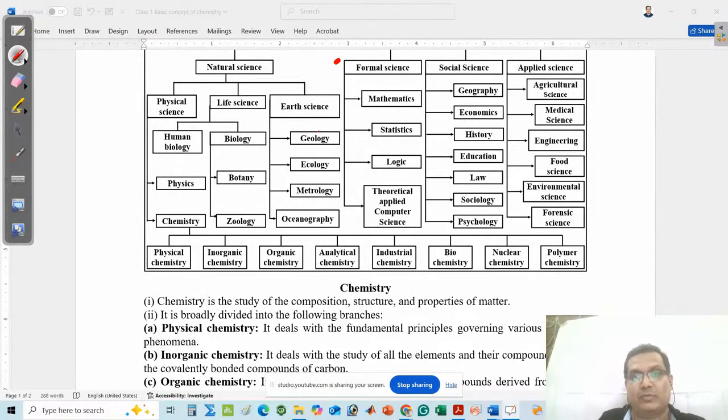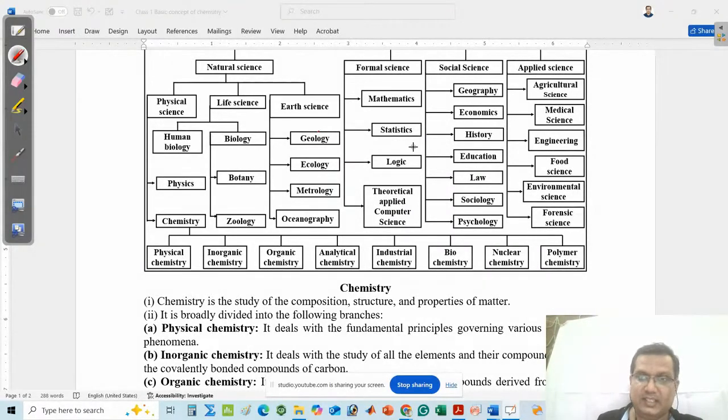Next, you will move to the formal science. Here you know the words present here: mathematics, Ganita, statistics, Parisankhana, logic, Tarkashastra, theoretical applied computer science. You know about computer science, Sanganaka Vigyana. Theoretical means it is said to be Tattvika, Pragatmaka. Simply you can call computer Manaka Vigyana. These are the formal sciences.